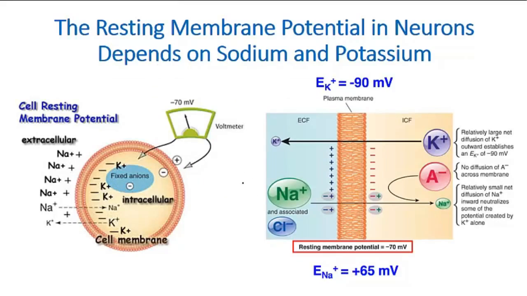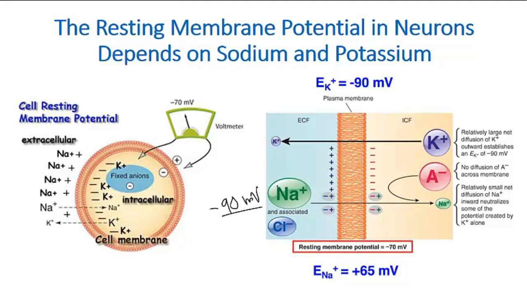In neurons at rest, the membrane potential is called the resting membrane potential. If a neuron were permeable only to potassium, its resting membrane potential would normally be minus 90 millivolts, just like any other normal cells.